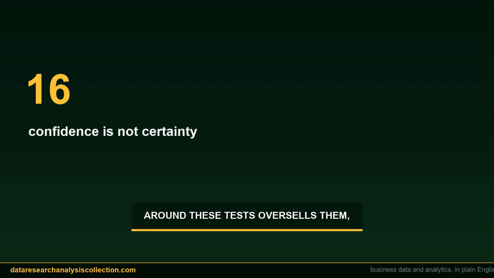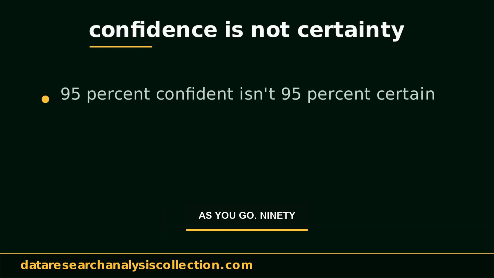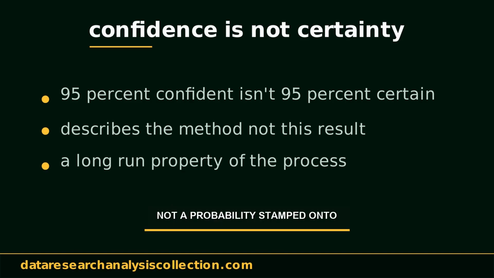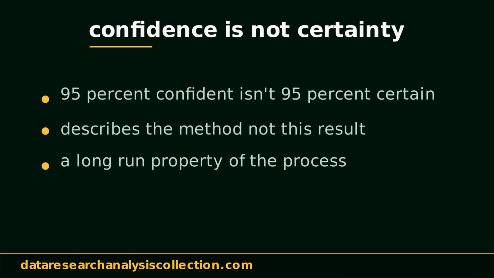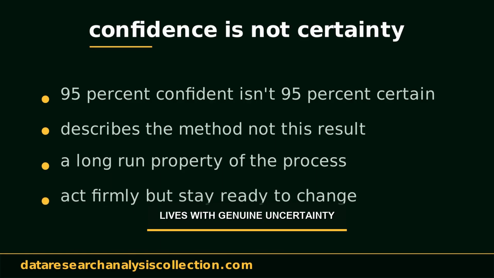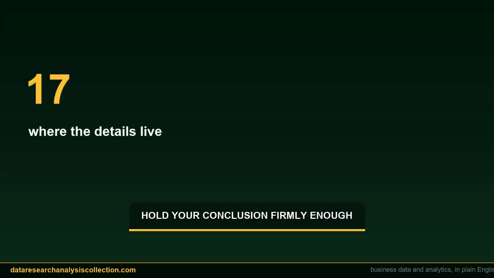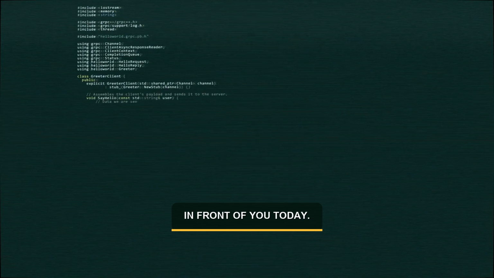Confidence is not certainty. The language around these tests oversells them, and it helps to translate as you go. 95% confident does not mean 95% certain the effect is real. It describes how often this whole method would avoid being fooled by chance if you ran it many times over, not a probability stamped onto your single result. Every individual test still lives with genuine uncertainty underneath it. The honest posture is to hold your conclusion firmly enough to act on it, but loosely enough to change your mind. The number is a long-run property of the procedure you followed, not a guarantee about the one answer sitting in front of you today.